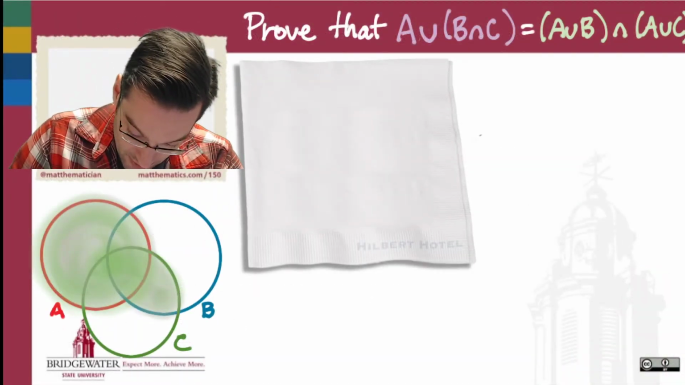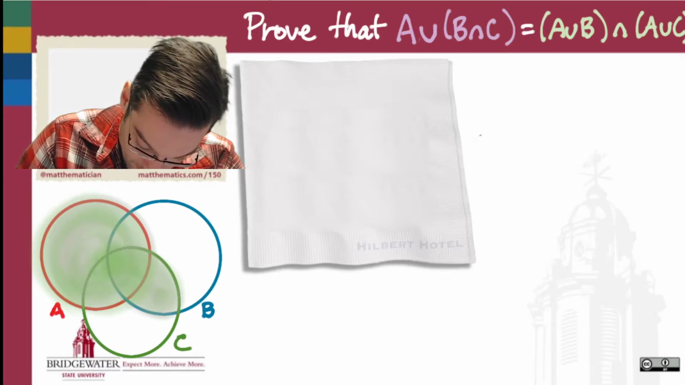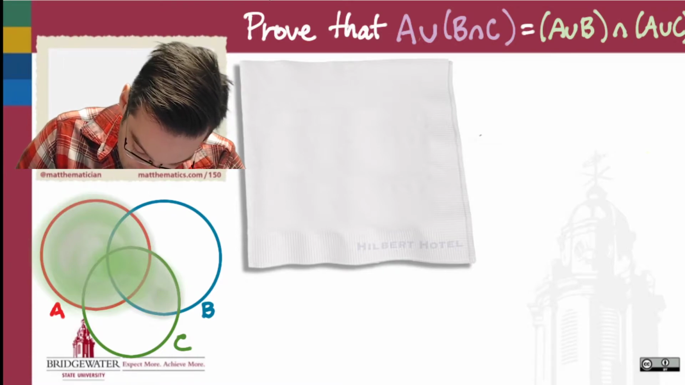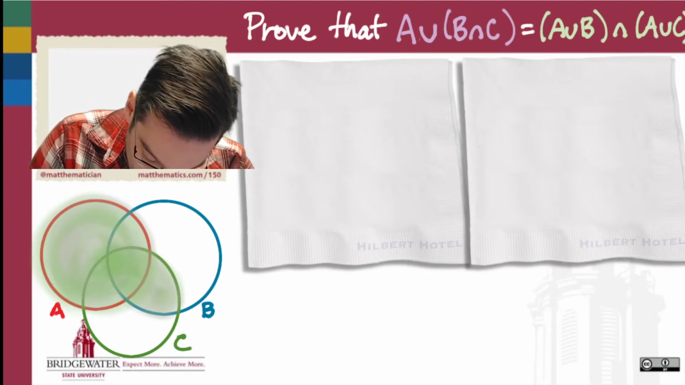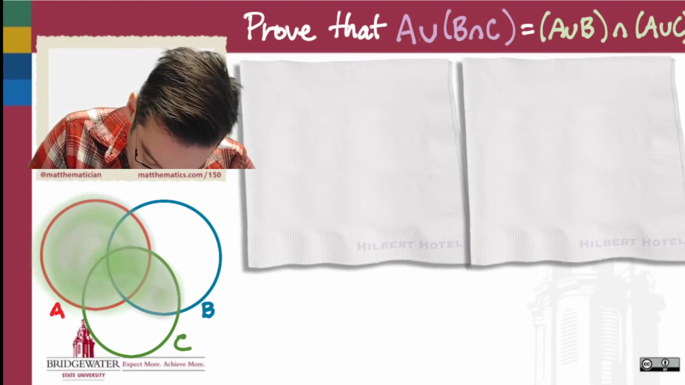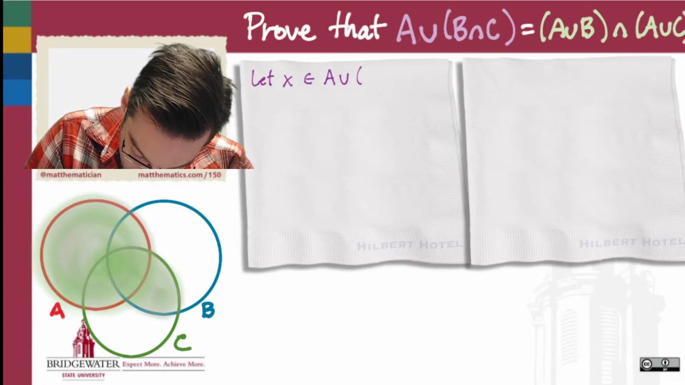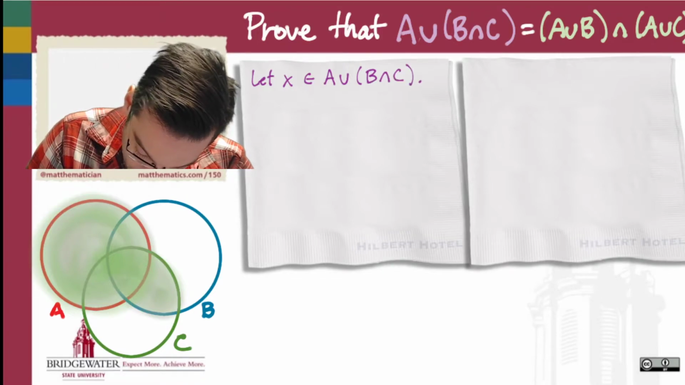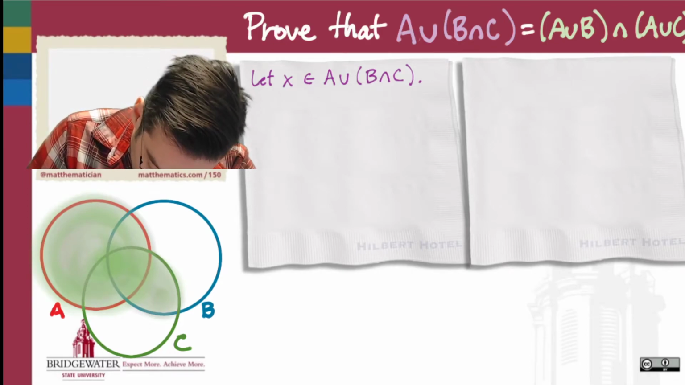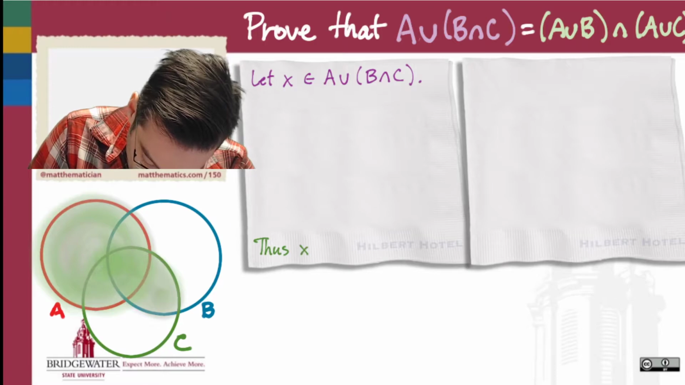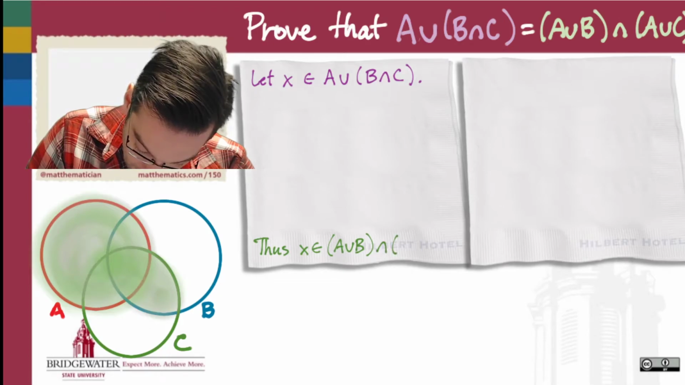So maybe I'll use two of these napkins to do this. One for the forward argument and one for the backward argument. So stack a second one alongside it here. How I would set up that first part of the argument is, let x belong to the union of A with the intersection of B and C. And we're trying to conclude at the end of it that x belongs to the intersection of the unions of A with B and A with C.